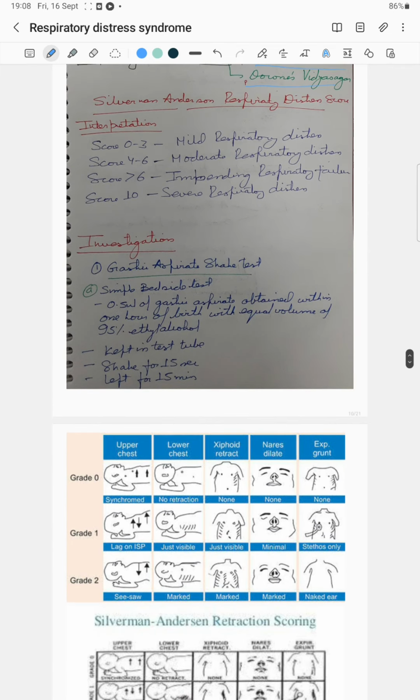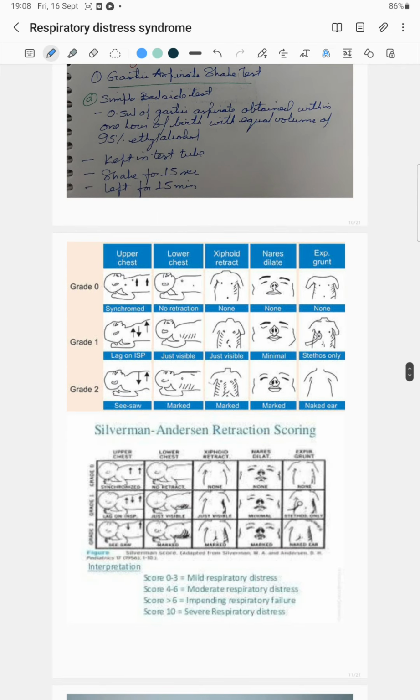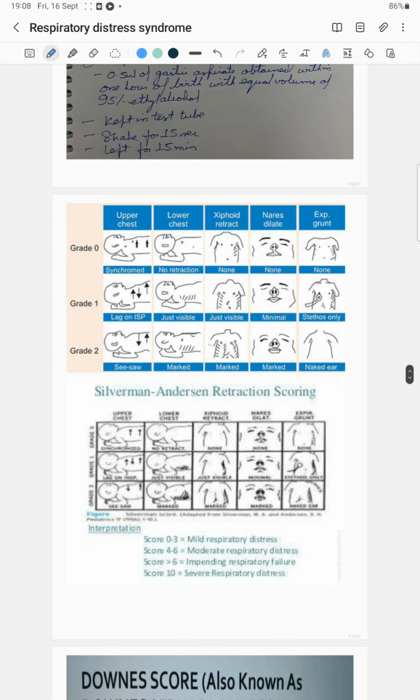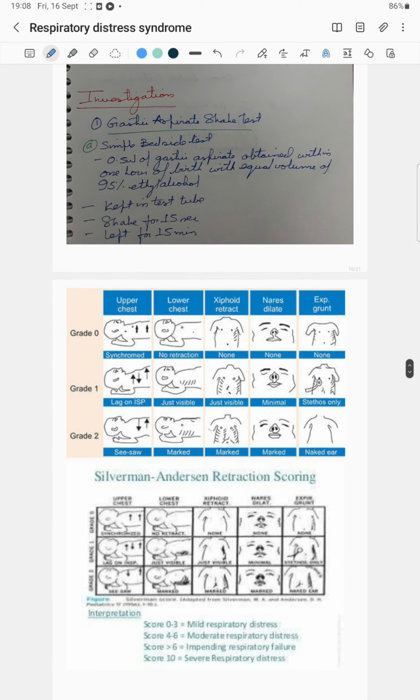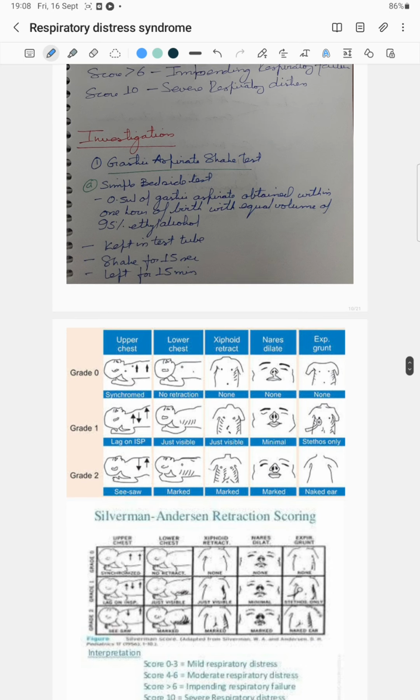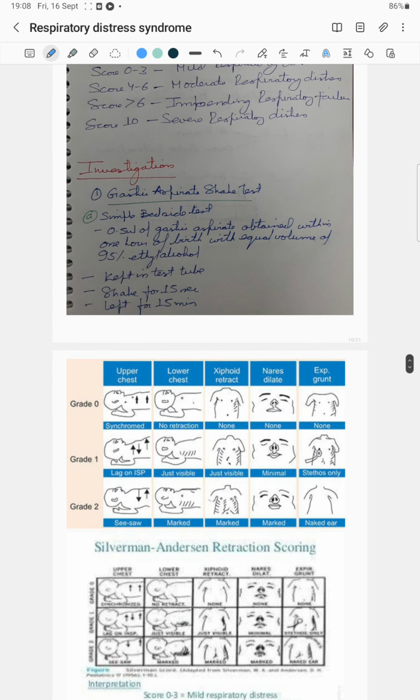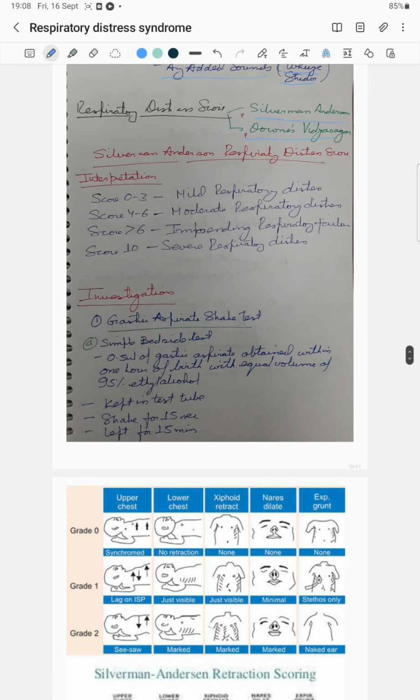Okay. Now the scoring. If the score is between 0 to 3 in Silverman-Anderson, it is mild respiratory distress. If it is 4 to 6, it is moderate respiratory distress. If the score is greater than 6, it is impending respiratory failure, and if it is more than 10, there is severe respiratory distress. On the basis of this, we plan the treatment of a child. We have to put the child on CPAP, on ventilator support, or just on oxygen. We have to plan this on the basis of these Silverman-Anderson and Downes' scores.